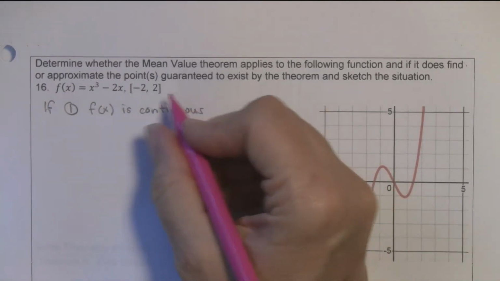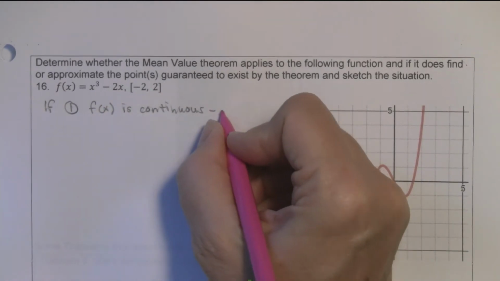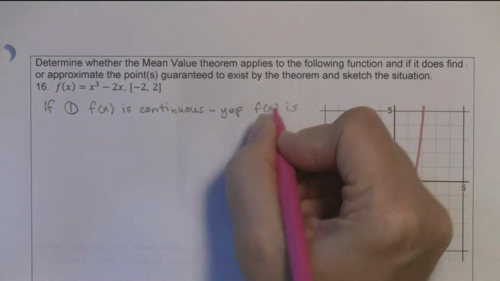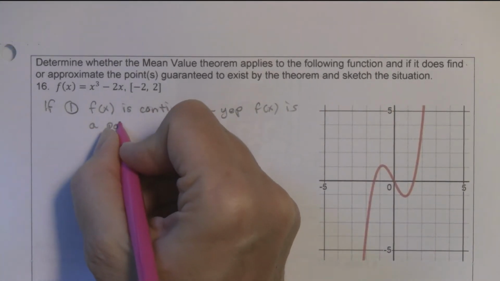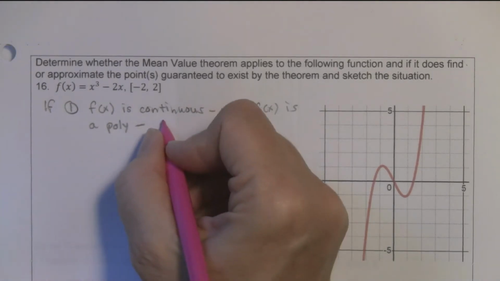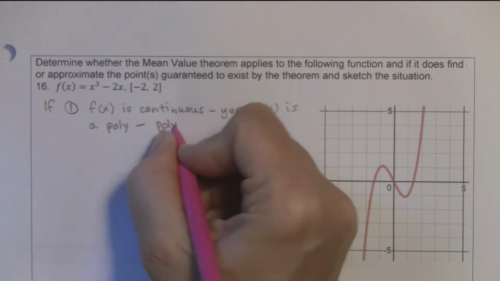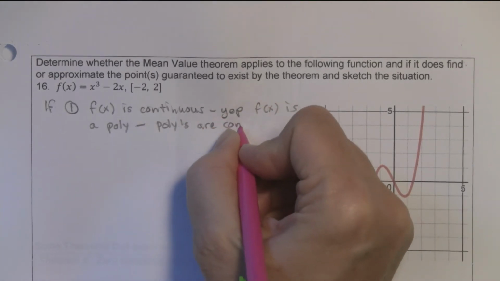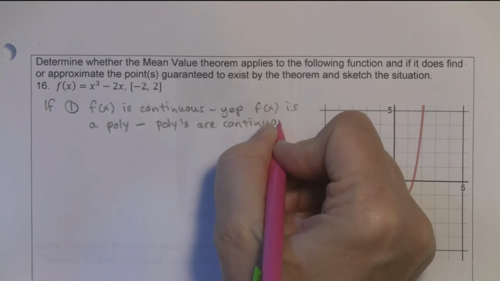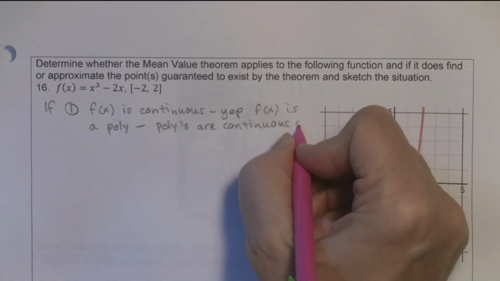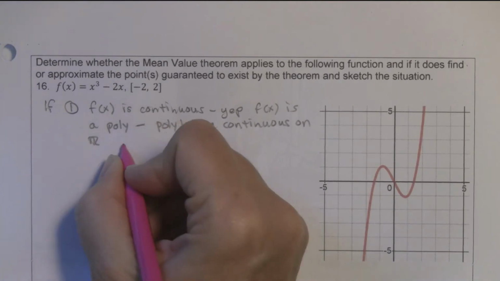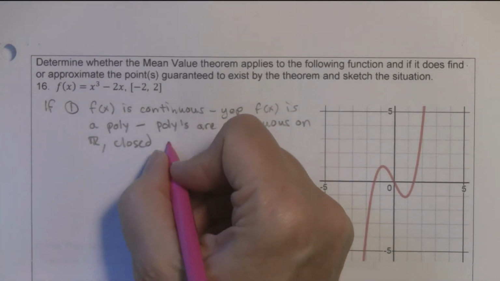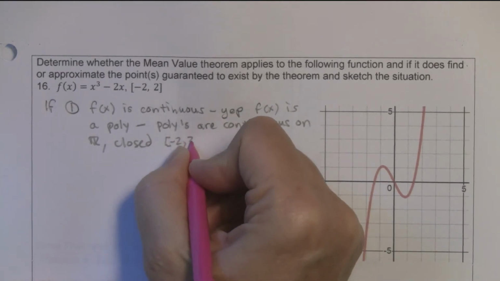And so, yeah, it's continuous. This is just a polynomial, because f of x is a polynomial. And polynomials are continuous. I can even say that. Polynomials are continuous on all reals, and it's closed because it's negative 2 to 2.